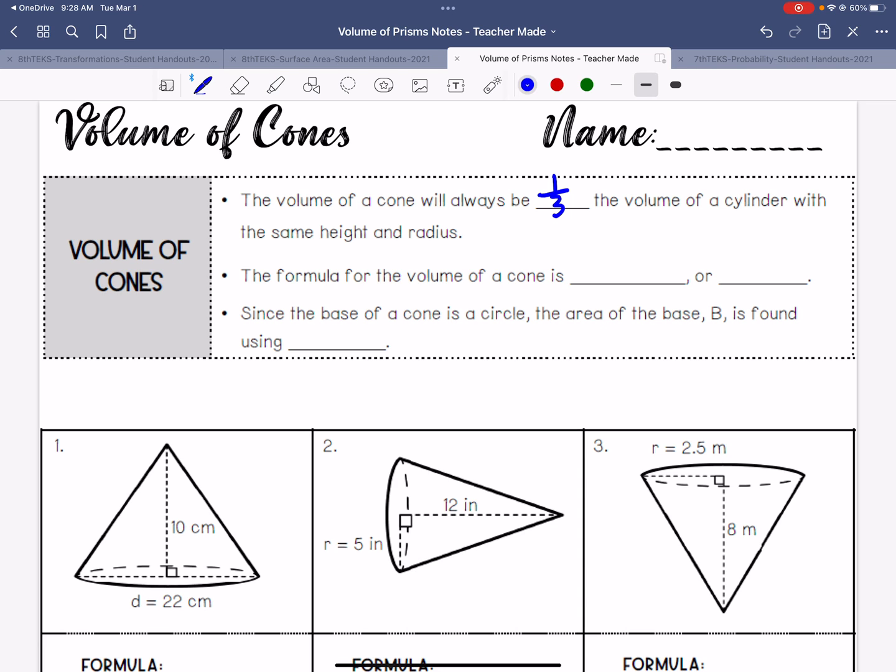The formula for the volume of a cone is 1/3 area of the base times height, or area of the base times height divided by 3. So that's all pretty normal. That's the exact same formula we used for pyramids, except this time, since the base of a cone is a circle, the area of the base, or the capital B, is found by using pi times radius squared instead of base times height or base times height divided by 2, like we used for the prisms and pyramids. So we have all that information.